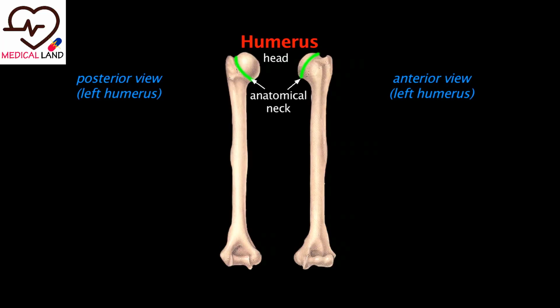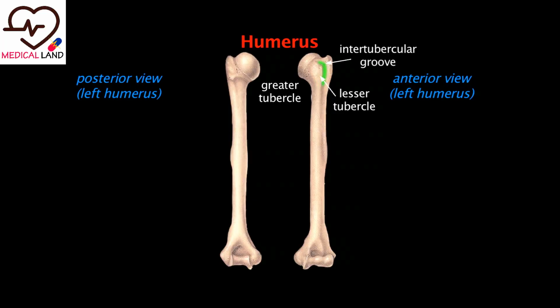Just distal to the anatomical neck, you'll find 2 prominent bumps, one that's larger than the other. The larger one is called the greater tubercle and is located more on the lateral surface of the humerus, as opposed to the smaller one that's called the lesser tubercle, which is located on the anterior surface. And between these 2 tubercles is the inner tubercular groove. Just distal to the tubercles is the surgical neck of the humerus, which is a common site for fractures.